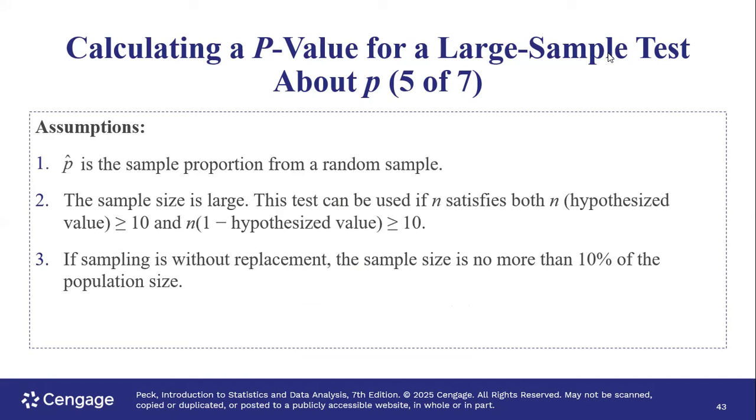One thing, remember, we're talking about a large sample, so we have to make sure that these are valid. So p hat is a sample proportion from a random sample, and the sample size is large. How do we ensure that? We have to make sure that n times p, which is the number of successes, okay? N times p, in this case, p is the hypothesized value in the null hypothesis. So n times p is greater than or equal to 10 and n times 1 minus p is greater than or equal to 10. If sampling is without replacement, sample size should be no more than 10% of the population size.